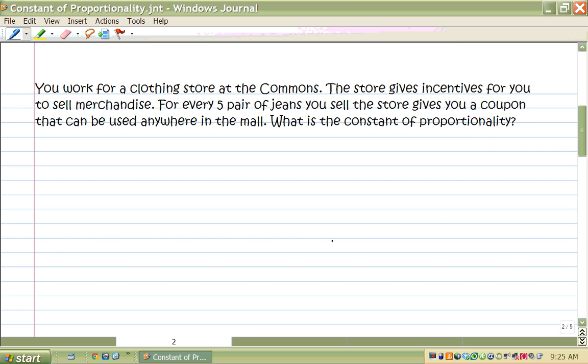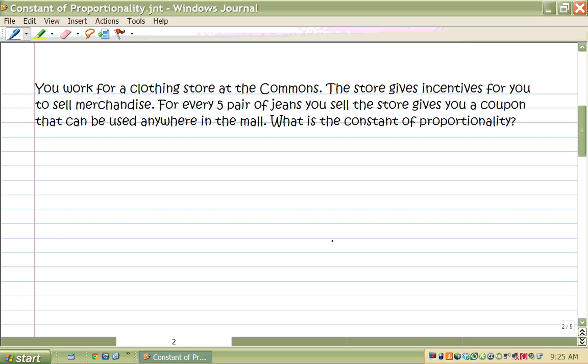You're working for a clothing store at the Commons. Yay, we like the Commons. The store gives incentives for you to sell the merchandise. For every 5 pair of jeans that you sell, the store gives you a coupon that can be used anywhere in the mall. And you're like, cool, man, that's awesome. So, what is the constant of proportionality? That's what we have to find out.